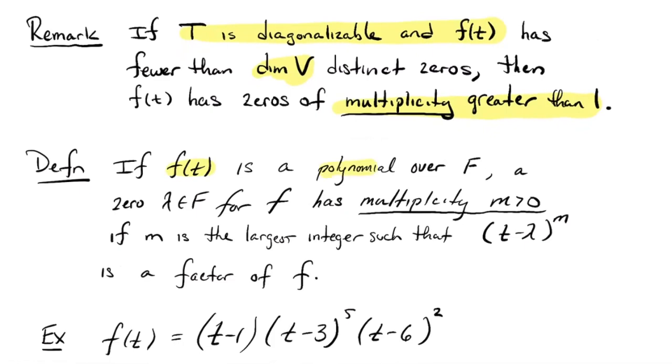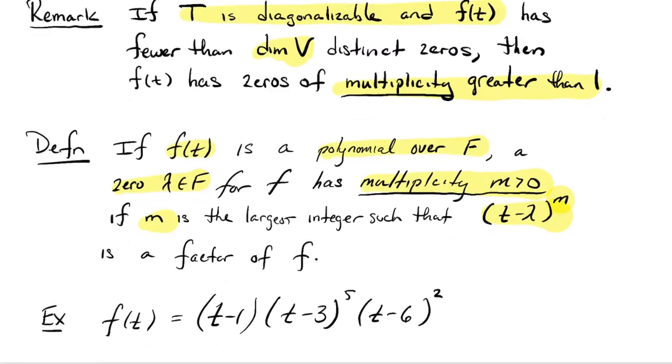Remember, if you take a polynomial, a zero is a number that makes the polynomial equal to 0 when you plug it in. Its multiplicity is the exponent on that factor. So it's the largest integer m such that t minus that zero to the m is a factor. It's called the multiplicity of the zero.